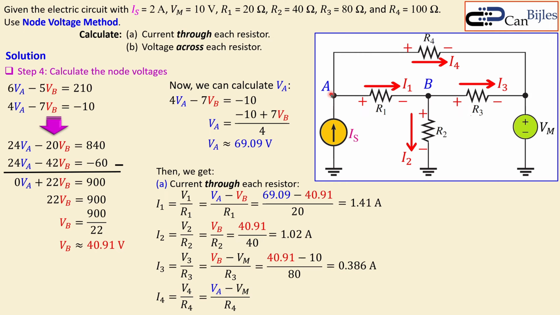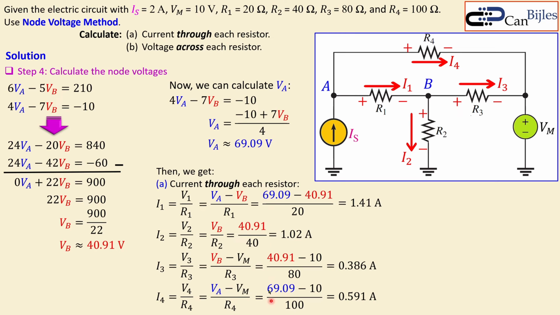Now the final one, I4, is V4 over R4. V4 is this voltage minus that voltage. That is the voltage drop across R4. Now let's substitute the values VA and also the 10, over 100, which is R4. Then you will get 0.591 amps, or 591 milliamps.